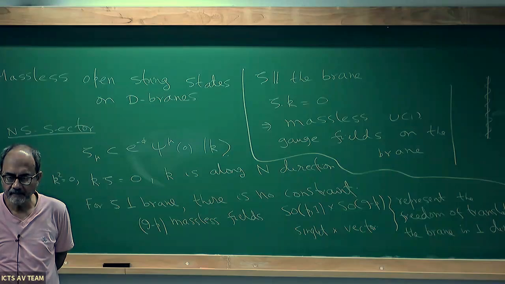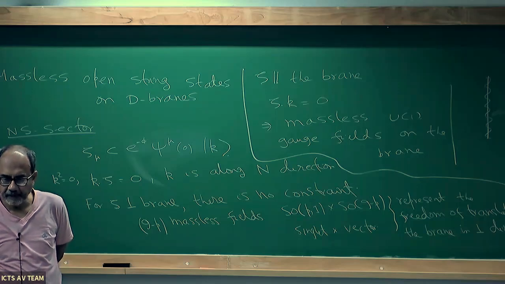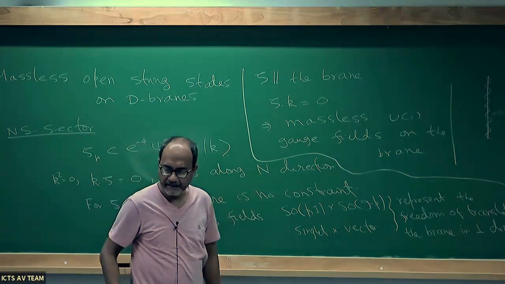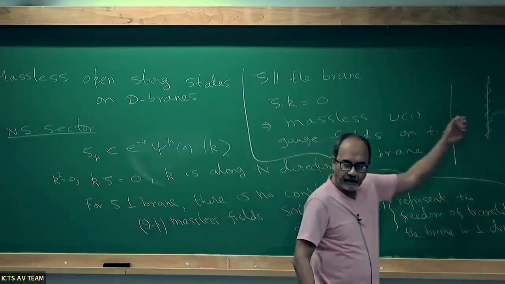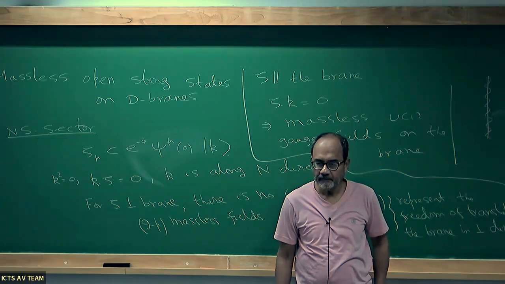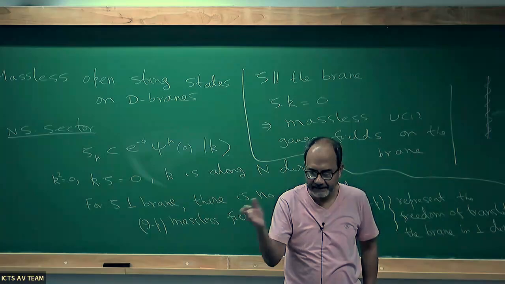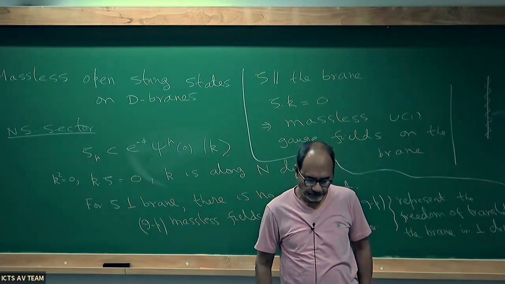And I can do perturbation theory around that. You can do perturbation theory around that vacuum. And the perturbative spectrum will always contain massless fields, because instead of moving the brane in one go, you can set up an oscillation on the brane. This is like a normal string or a membrane.